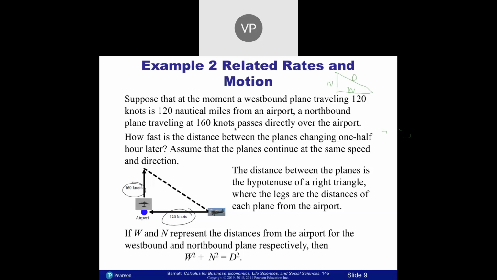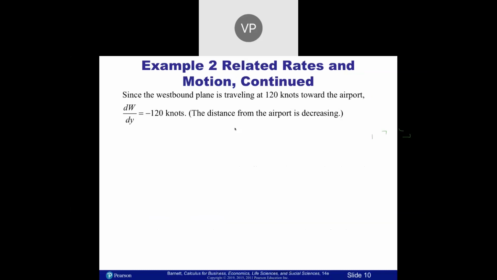That's also changing. Unlike the ladder problem, this distance is going to be changing as well as those other distances right there. Okay? So to point a couple things out, W, the length of the distance away from the airport, is getting smaller and smaller because the plane is getting close to the airport, whereas this plane is getting bigger, the distance is bigger because it's traveling away from the airport. We don't know yet if that thing is getting smaller or bigger. We're not sure. And that's part of what this problem is all about. Okay, so the equation is the Pythagorean theorem, w squared plus n squared equals d squared.